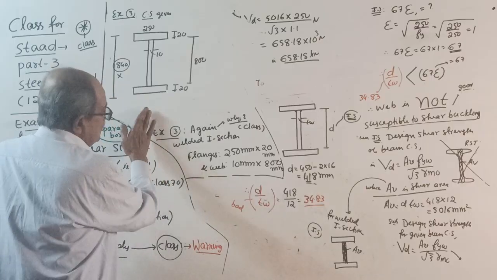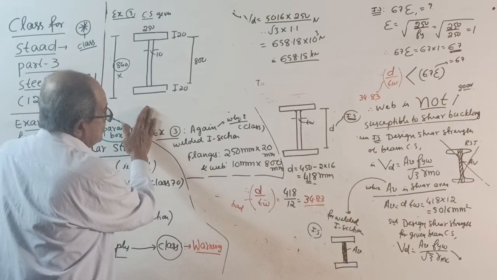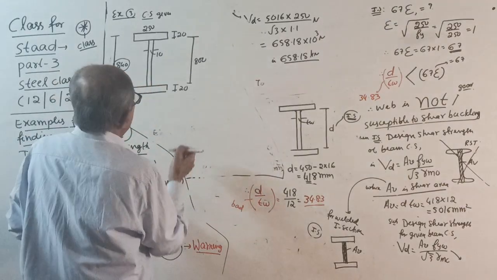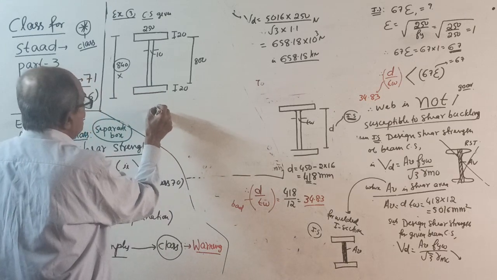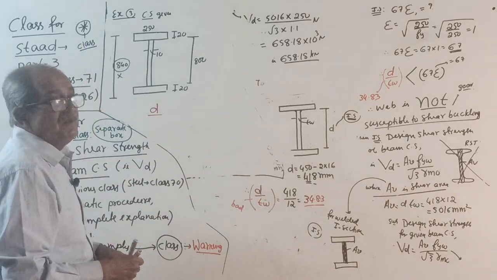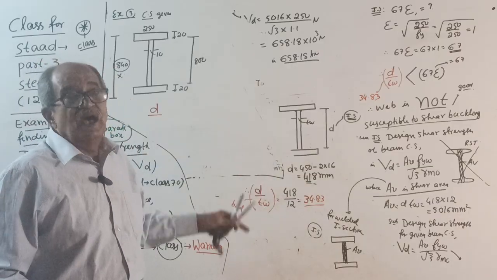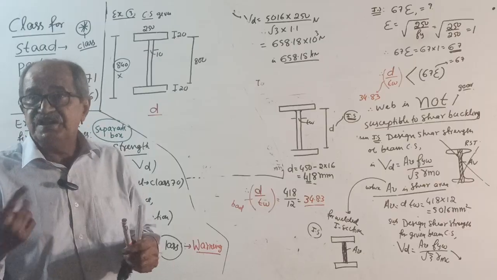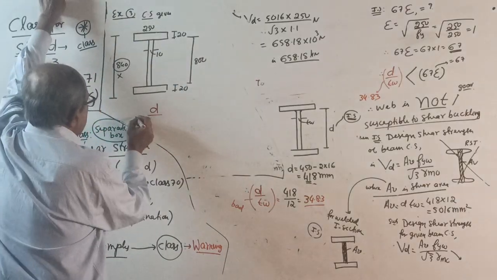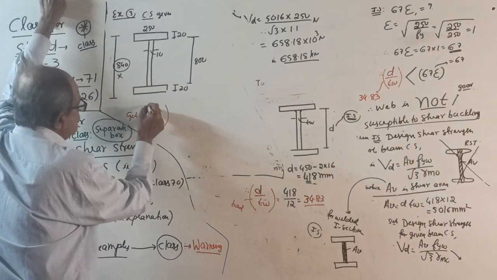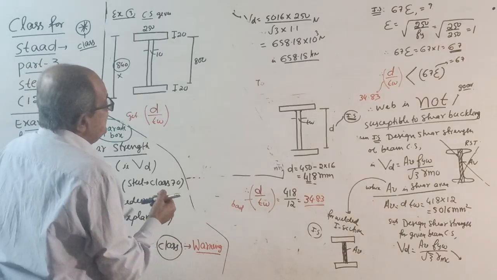Start as usual. First, what will you do? We'll start. Okay, this is removed. First, you require, systematically, you can put a heading for everything. Every time you start, write "Example" for finding design shear strength. So first, get what value? Get the D by TW ratio. For that, you require D.